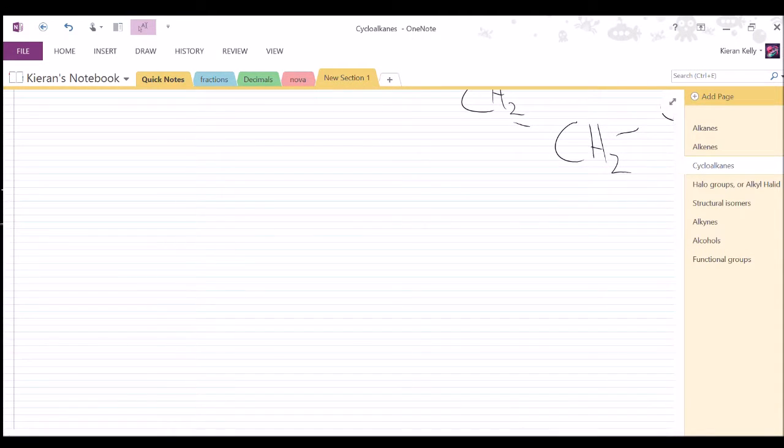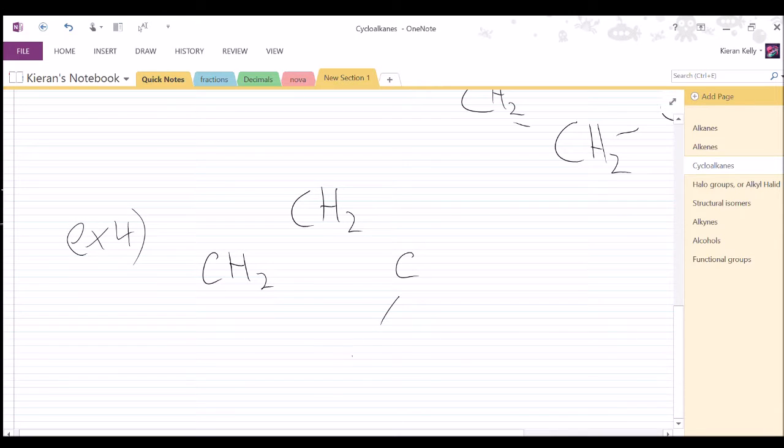Example 4, this is our final example. We're going to go ahead and write out CH2, CH2, CH2, and CH2. We're going to go ahead and put all our bonds in. Then we have 2 methyls breaking off here, CH3, CH3.